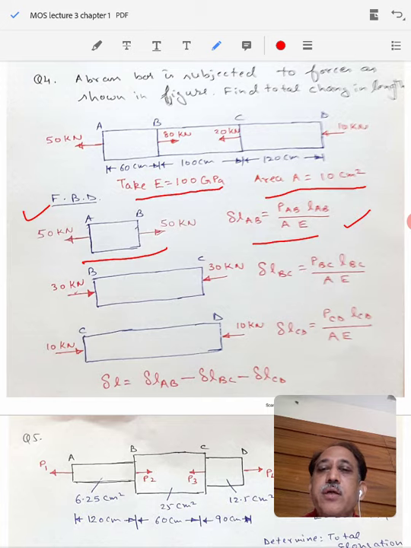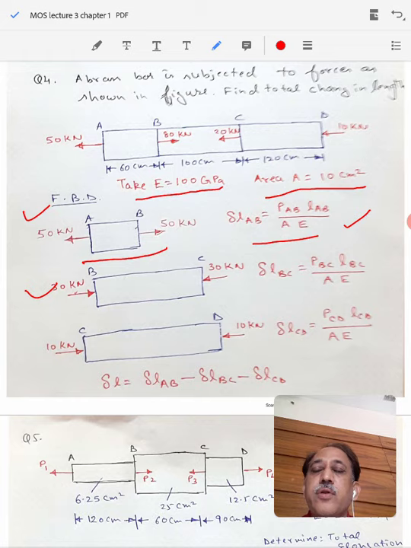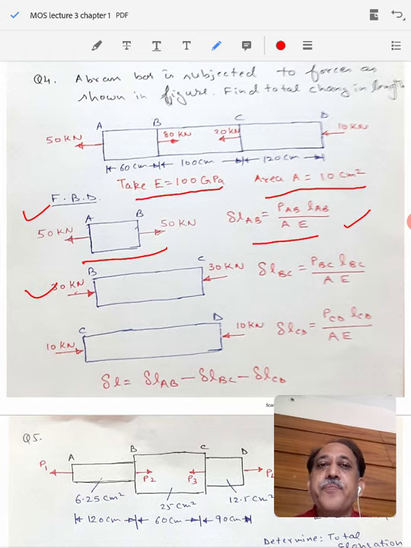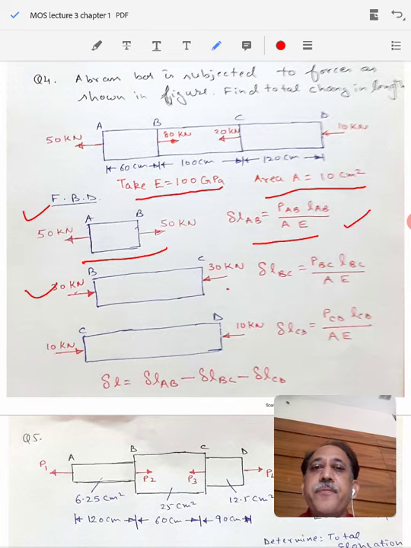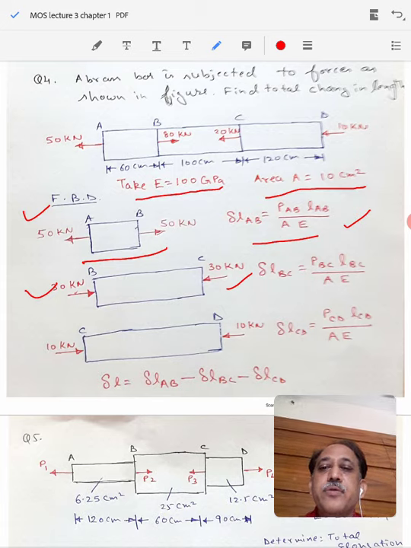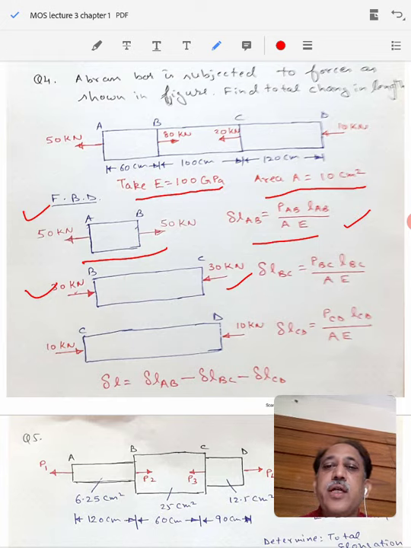Once we have done it, let's look at the section BC. Now on section B, the net forces acting are 50 kilonewton on the left side and 80 kilonewton on the right side. So 80 minus 50 will give you 30 kilonewton. Similarly, on the right hand side, the net forces that are acting are 20 plus 10 acting on the left hand side. So the net effect of these forces will be to compress the bar. So section BC is under compressive forces, and they will tend to shorten its length.